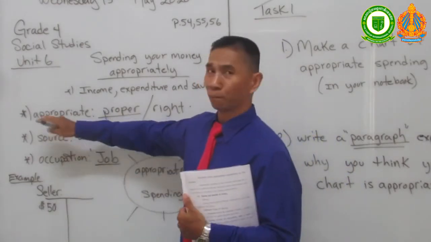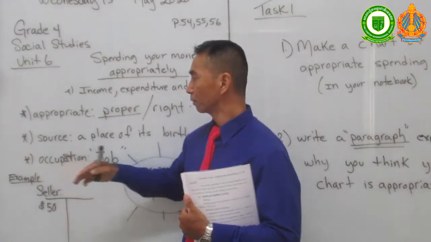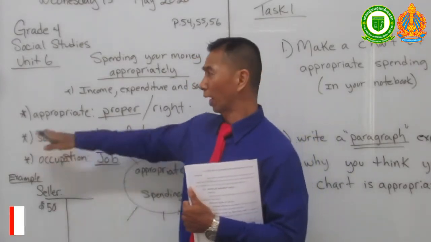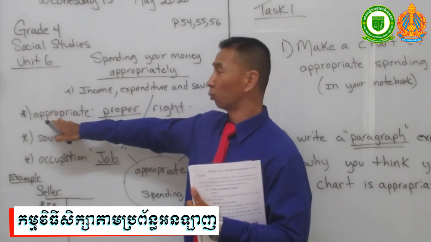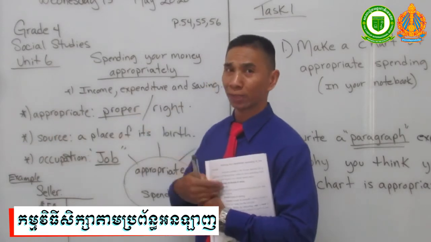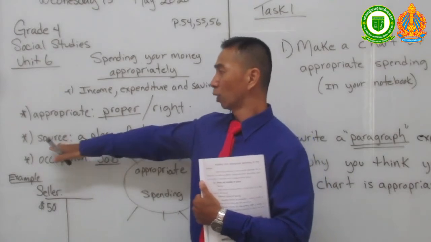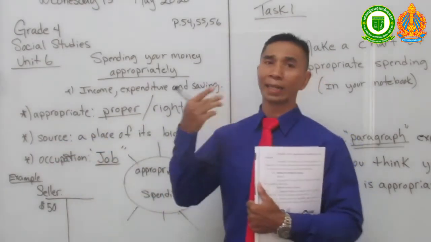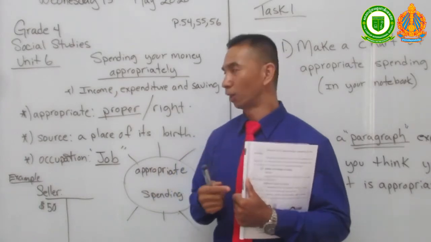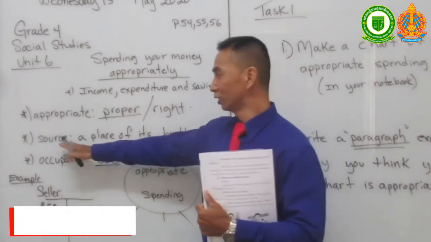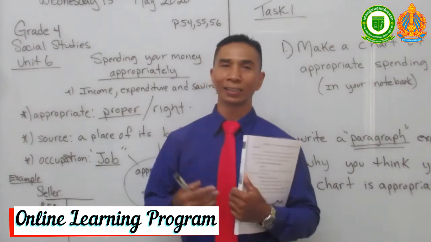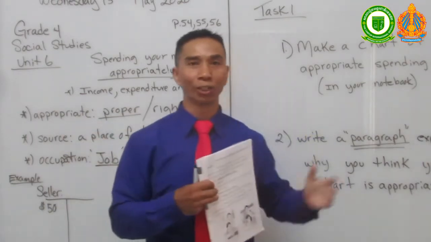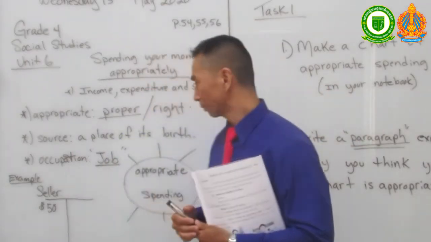So I want you to write these words down and pay attention to them. When you come to your reading, try to figure out why it was appropriate, why it was right and proper for that particular person. And the word source. Source means the place of birth, where it came from, where it originated. Throughout your text, you will see these words. Try to understand them, and try to use these words in your writing later on in this task.